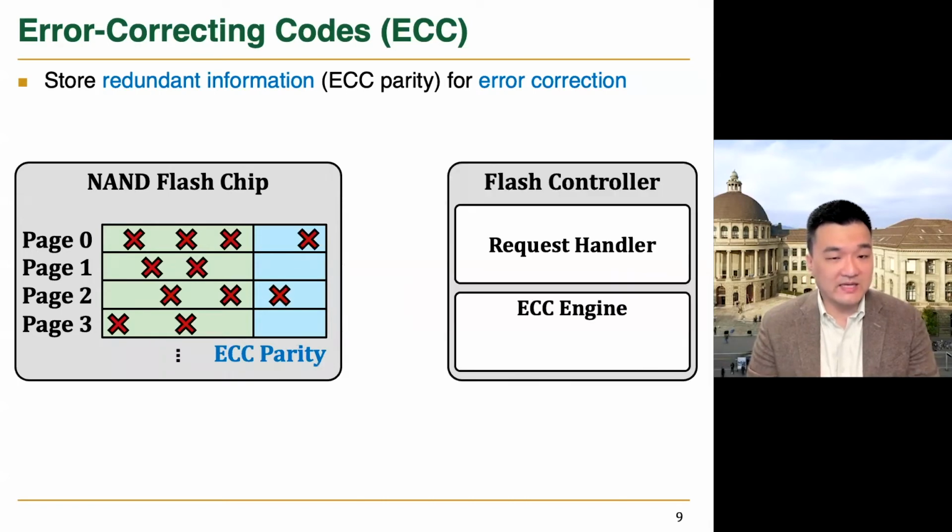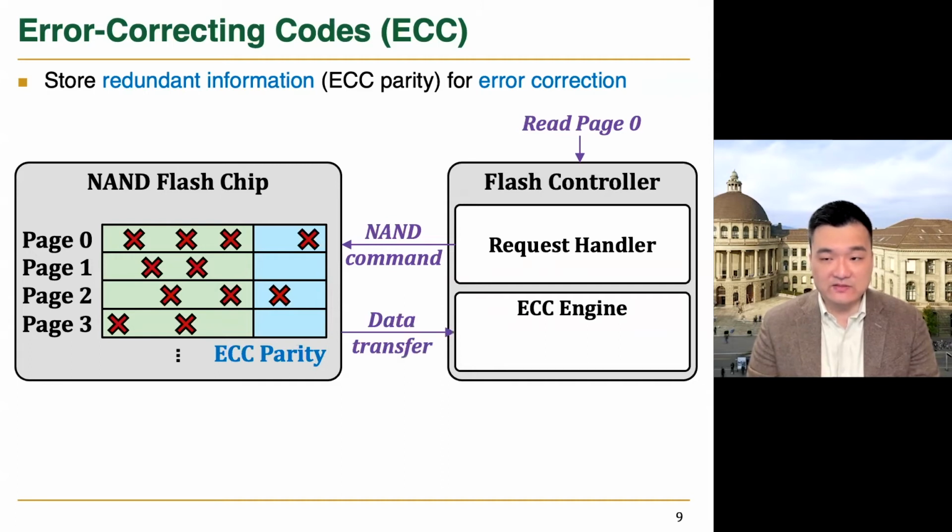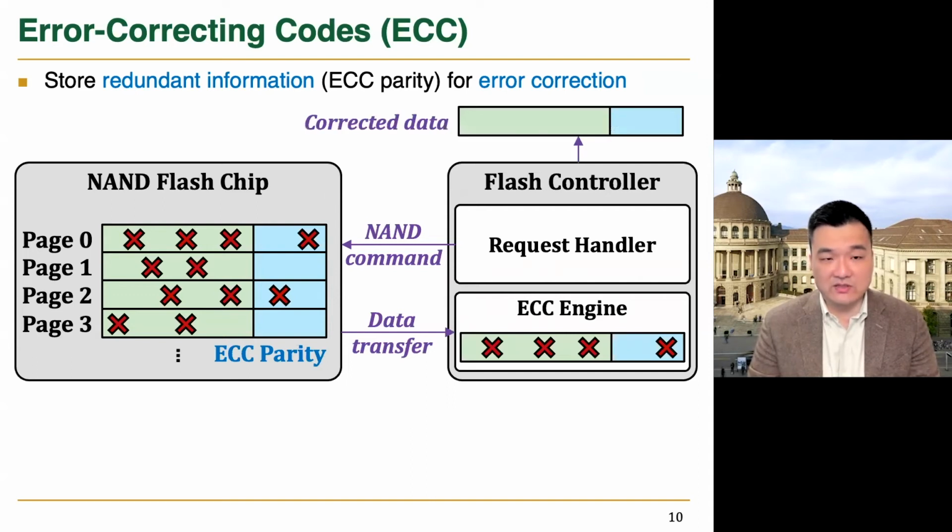Typically, the ECC engine exists in the flash controller, and when the SSD controller issues a read request, for example, to page 0 in this figure, the flash controller issues a NAND flash command with the page address. Then the sensed data is transferred from the chip to the flash controller, and finally the ECC engine decodes the transferred data, trying to correct all the raw bit errors in the page.